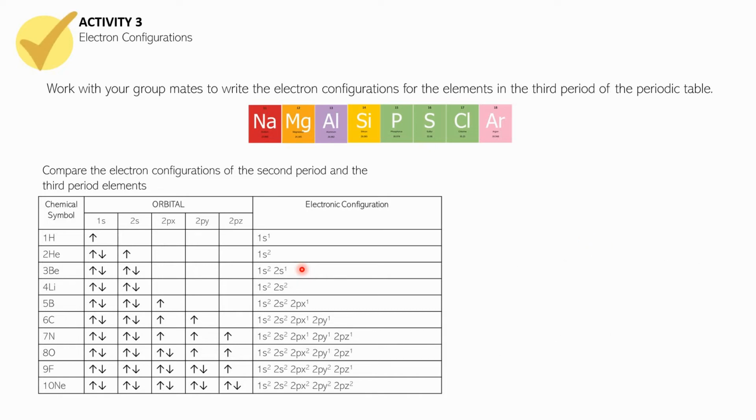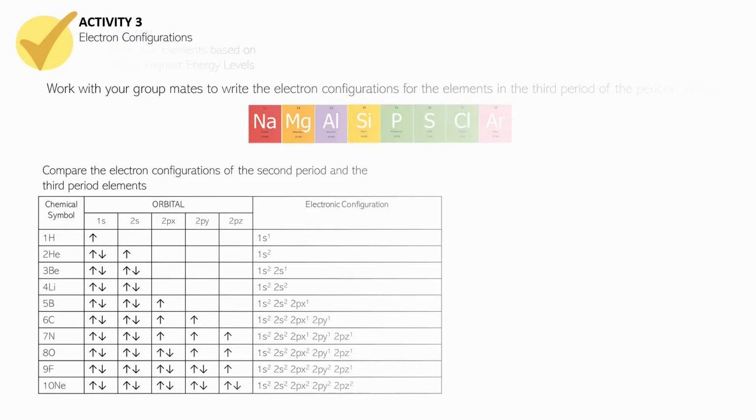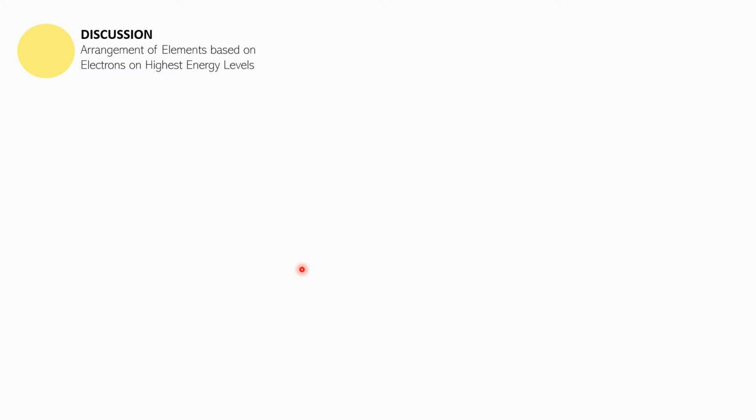That ends the first part of this video, activity number 3, electron configurations. The second part is a discussion on the arrangement of elements based on electrons on the highest energy levels.